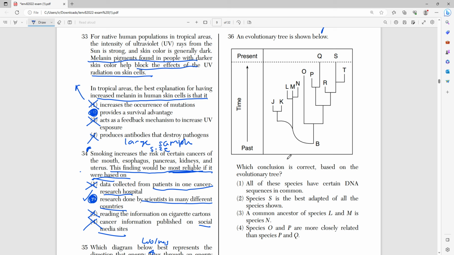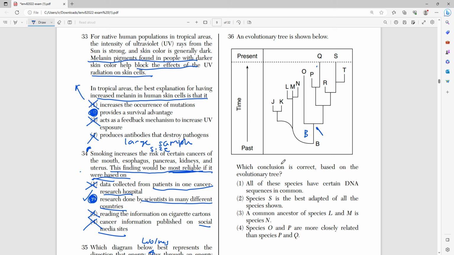Number 36 says an evolutionary tree is shown below. Which conclusion is correct based on the evolutionary tree? Right. So a really good way to read these is anything that doesn't reach the present is extinct. Every node is some form of split or some form of evolution, right? So from here, obviously, it goes B. Species B was here, and species B separated into species O, right? And it's separated into another unknown species, which then separated into those different species, right? That's a quick crash course on how to read that, right?